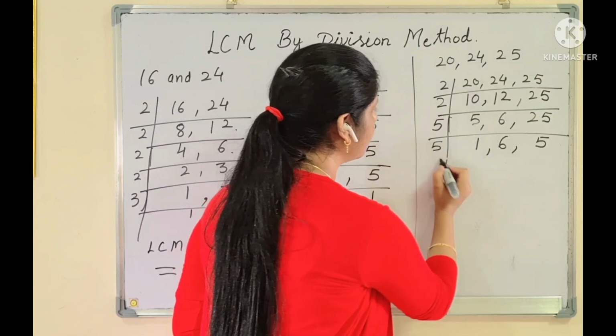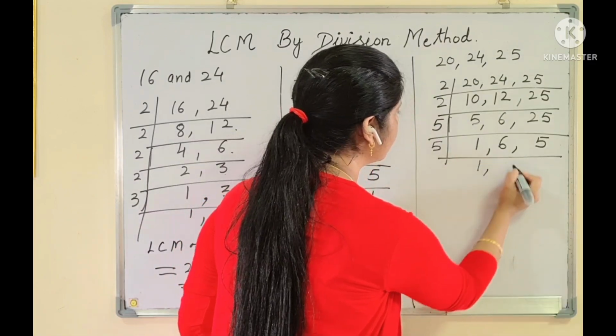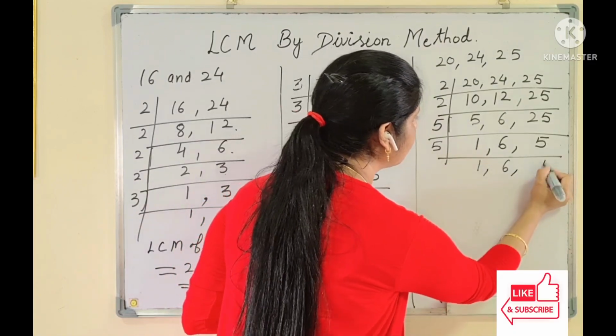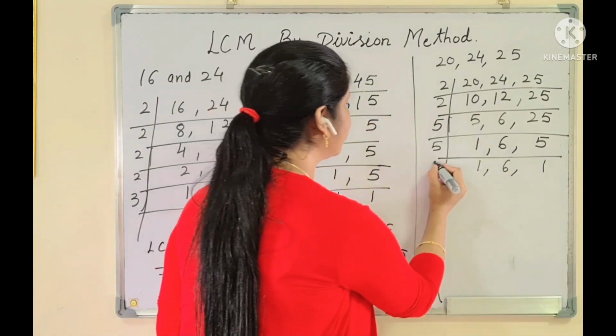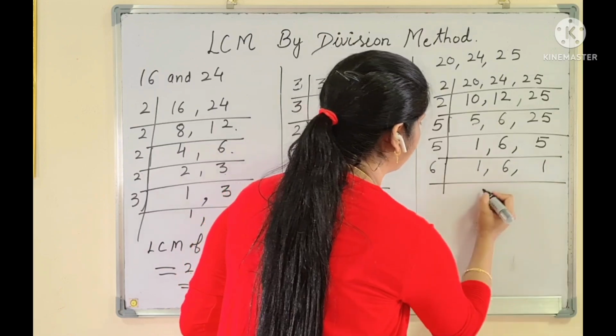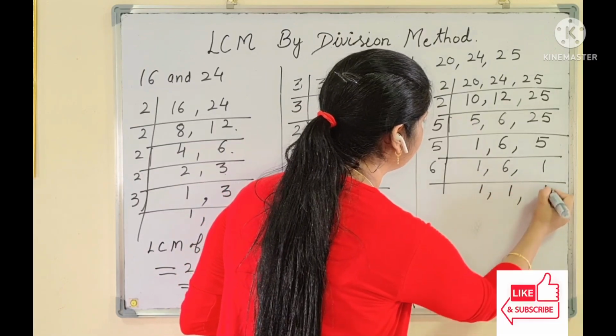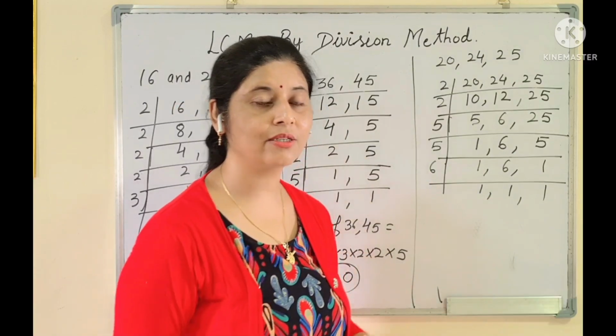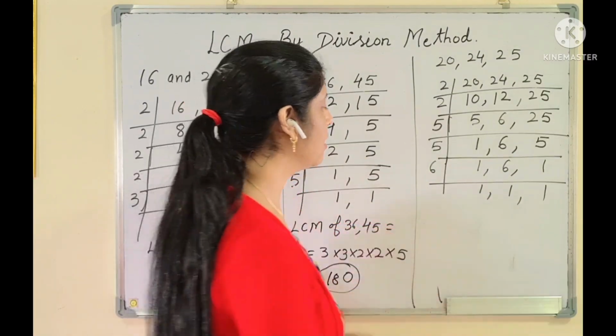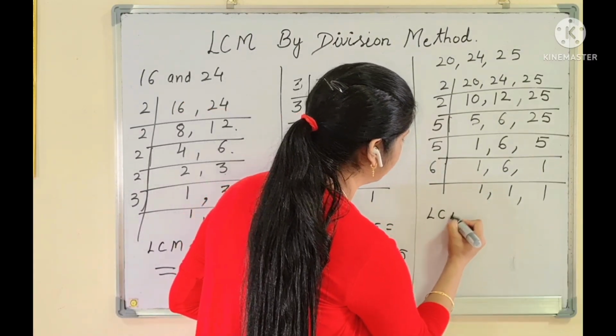Again divide by 5. 1, 6 as it is, 5 1s are 5. Now we are left with 6 only, so divide by 6. 1, 1, 1. So here the quotient becomes 1. So stop the division. Now write down the LCM.